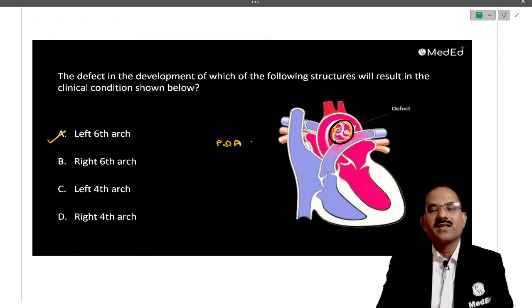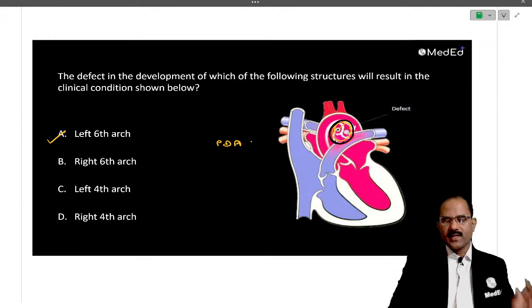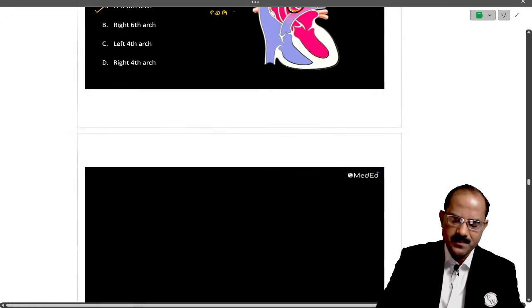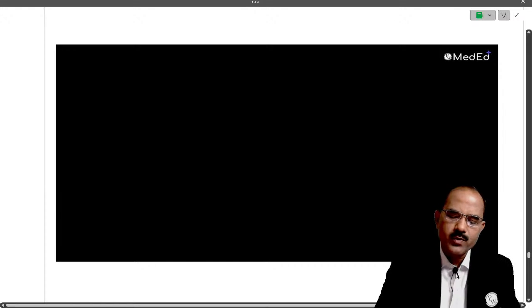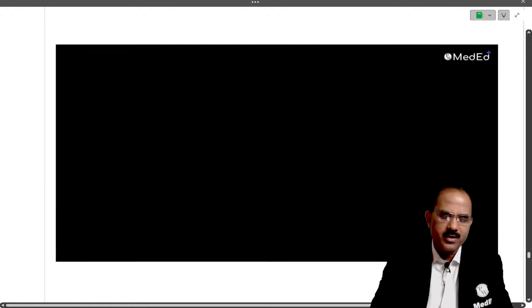In fetal life, there's a communication between the vessels. I'll just make this for you, that's the sixth arch artery. So, children, a quick go through. A very, very important MCQ for you.